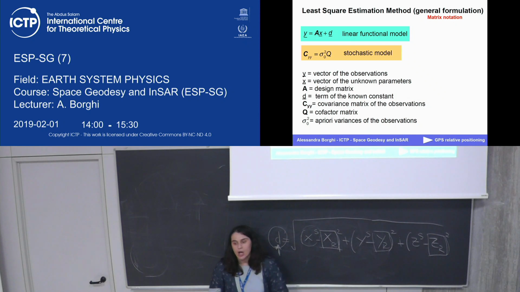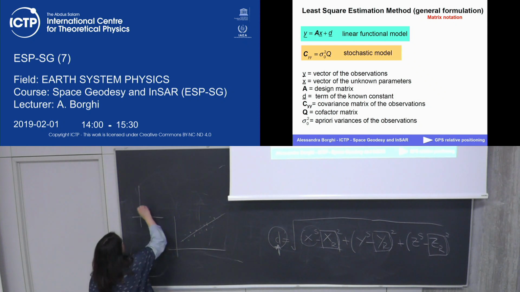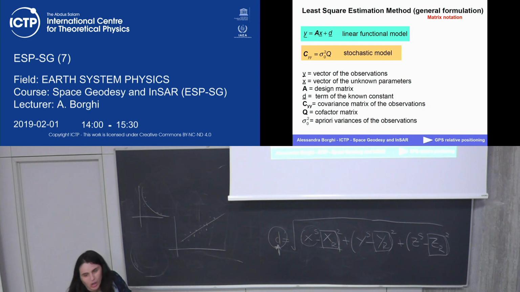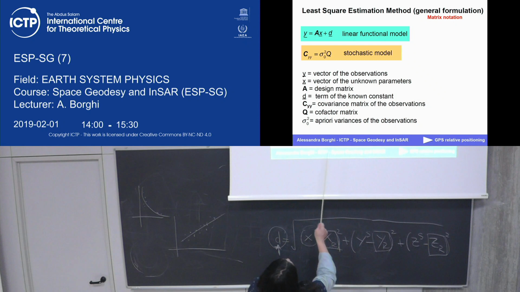For this reason, I want to show you the general formulation of the least square. It is not the simple case where you have a lot of data and you want to fit a line, or other cases with a different model, but always linear. Now we have a nonlinear relationship between observation and unknown parameter. So we start from the linear functional model, this one.